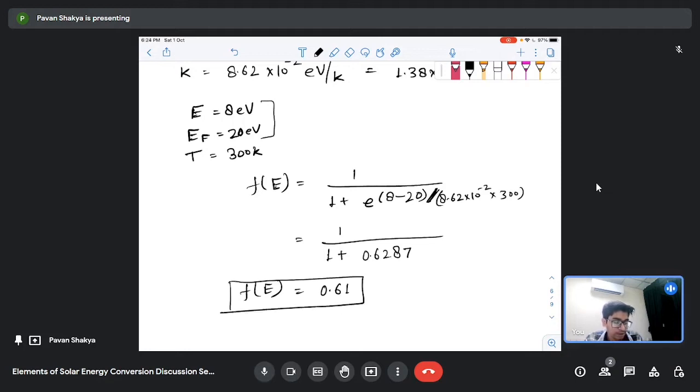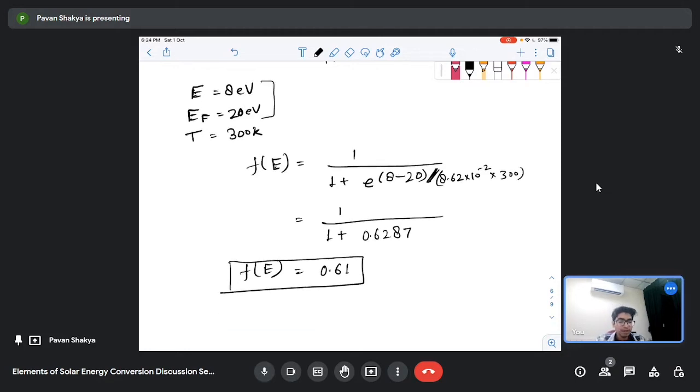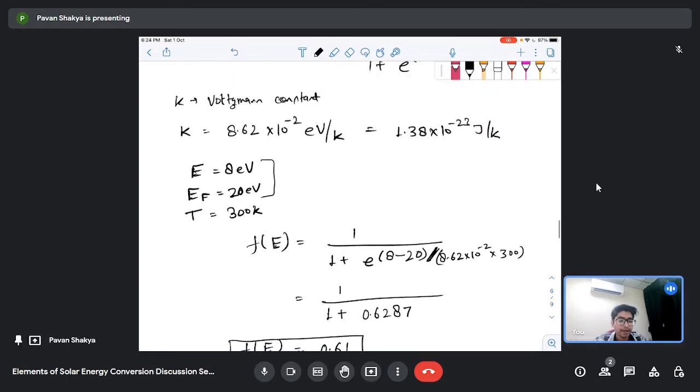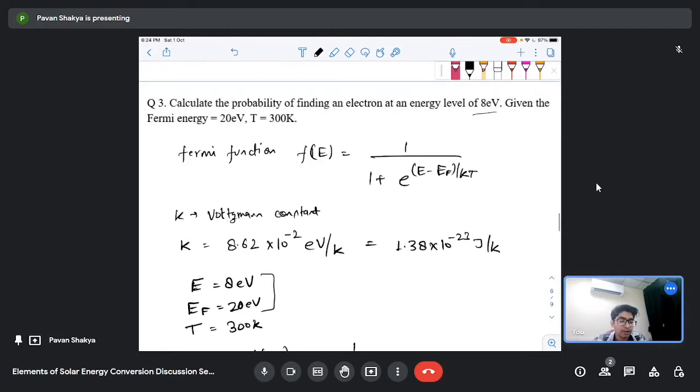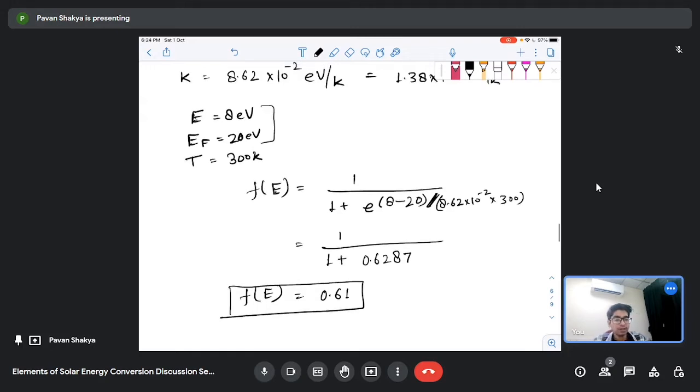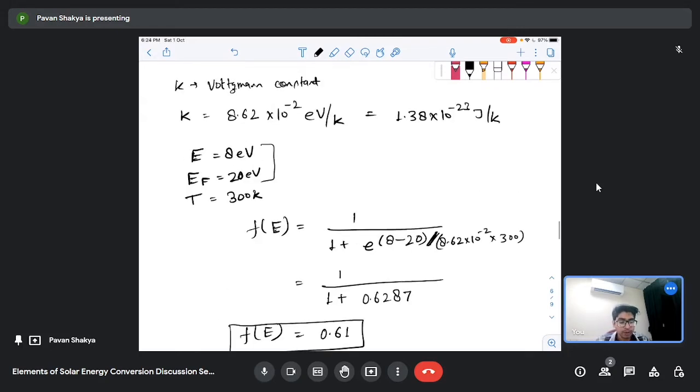So this 0.61 means that if we are trying to find the probability for an electron in this energy level, that is 8 electron volt, then the value is 0.61. Okay, so now let's move to the next problem.